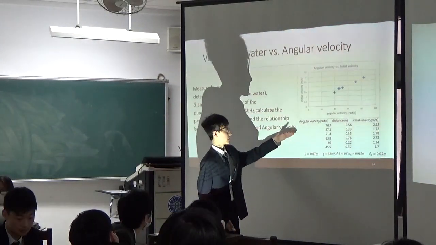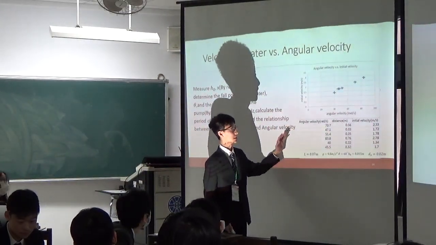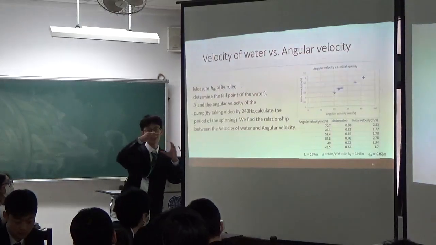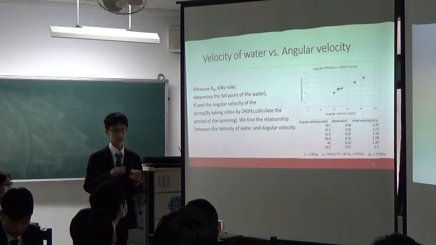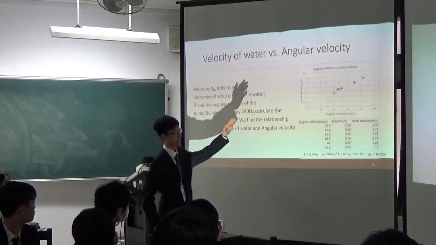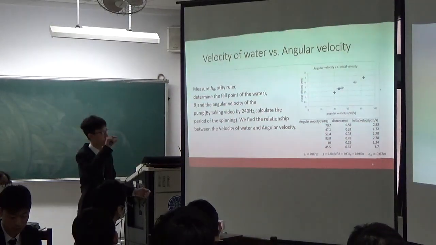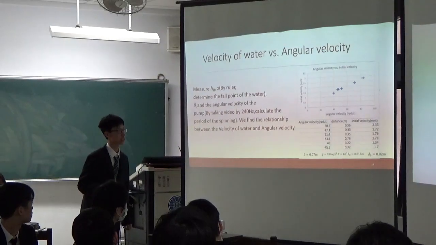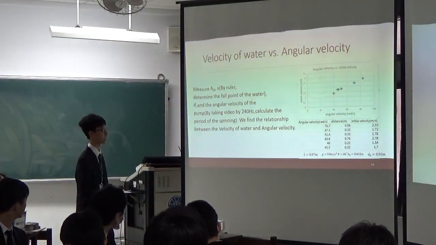And we can observe the angular velocity increase. The distance of the water pumped out of the straw also increases. So we can know that the initial velocity also increases. And our part is the data. And the error line is about the system error, not the uncertainty.